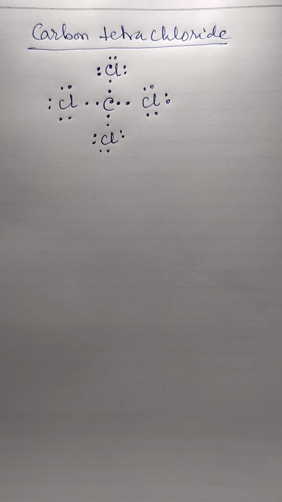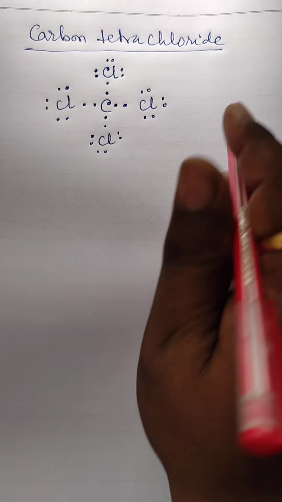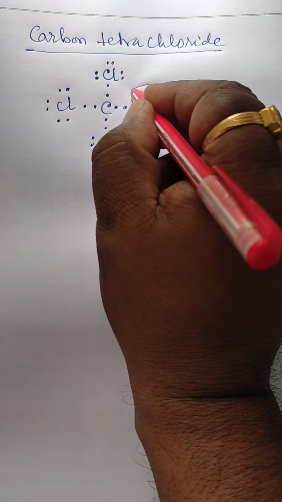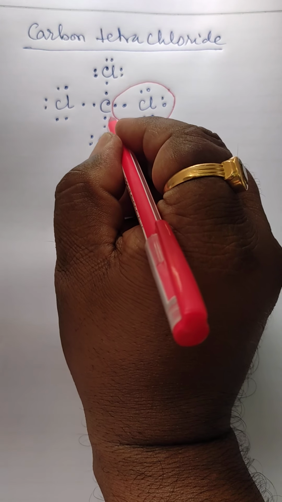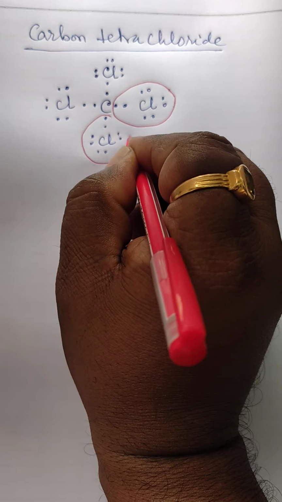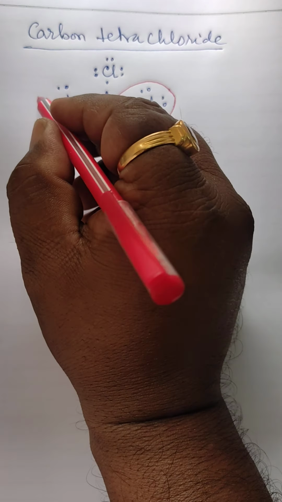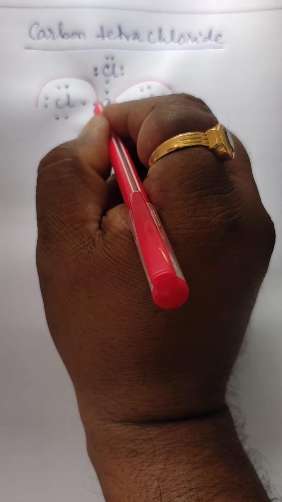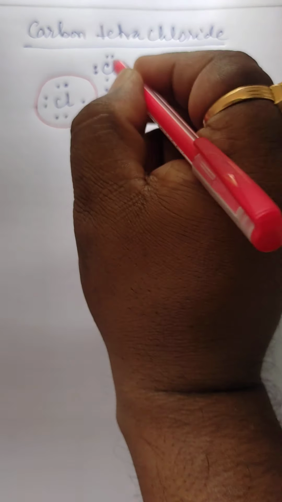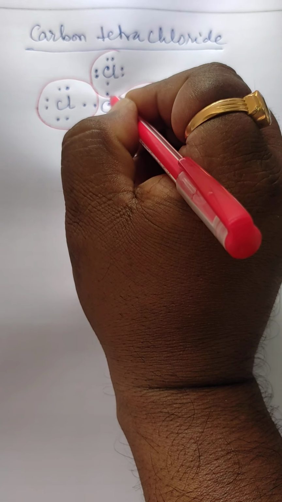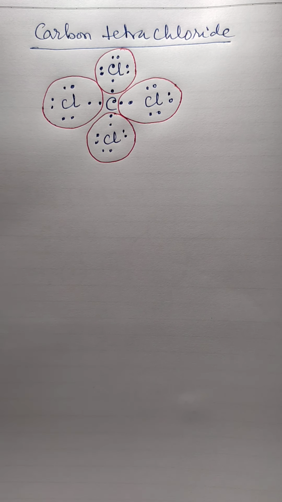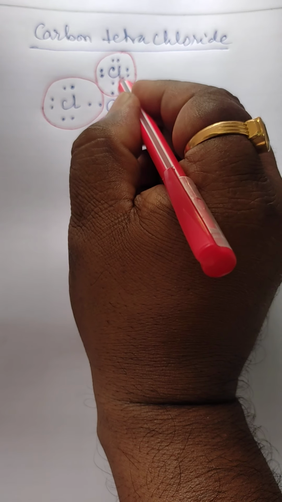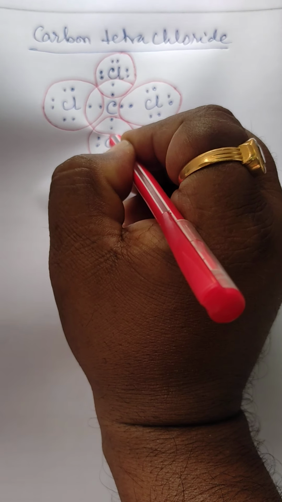Now each chlorine needs to satisfy its octet. It has its own 7 and shares 1 from carbon, making 8. Here also the chlorine has its own 7 and shares 1, and the same for the other chlorines. In each case, each chlorine has 8. Now the carbon also has its own 8.